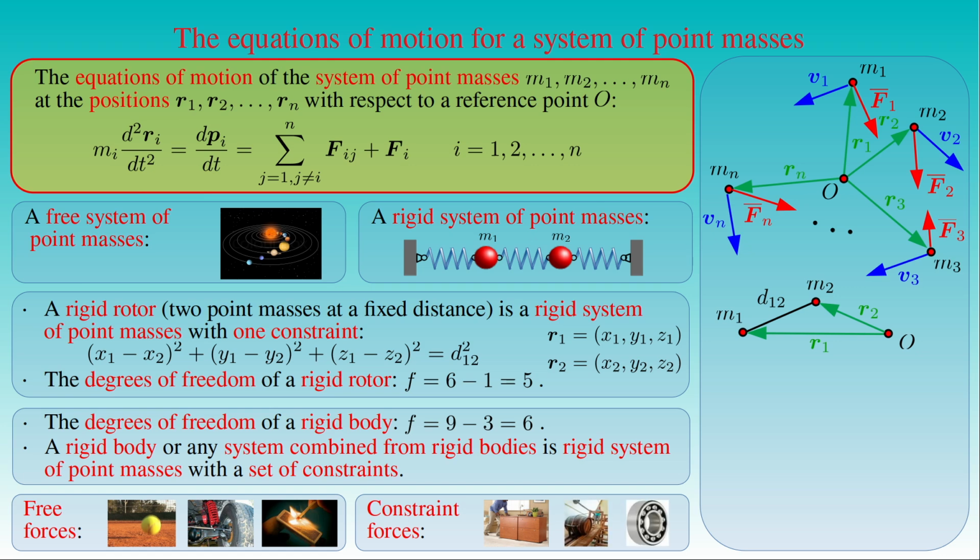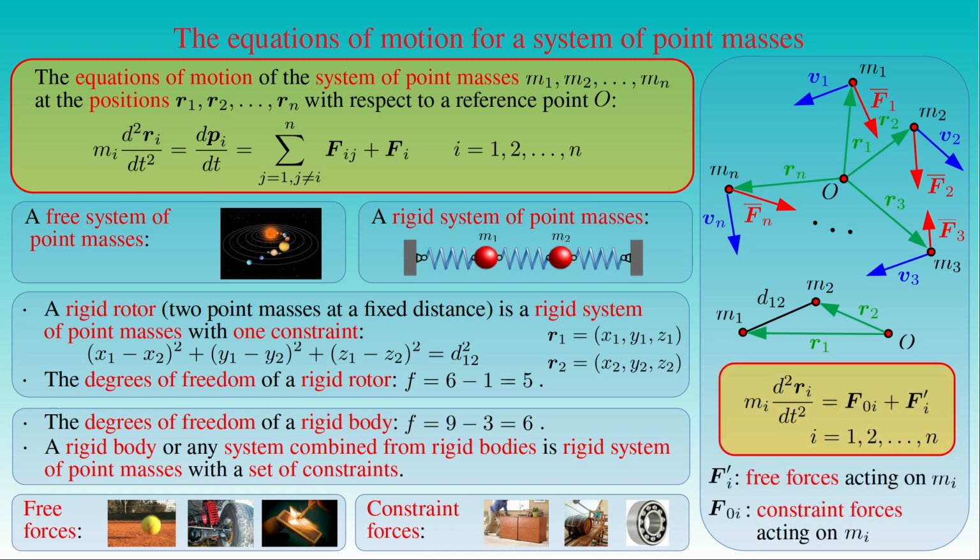As a result, we can write the equations of motion of a system of point masses in the form stating that the mass mi times the second-order time derivative of the position vector Ri of the point mass mi in the system is equal to the vector sum of the net force F sub naught i of the free forces acting on the point mass mi, and the net force F naught prime of the constraint forces exerted on the point mass. Both free forces and constraint forces can be internal forces and external ones.